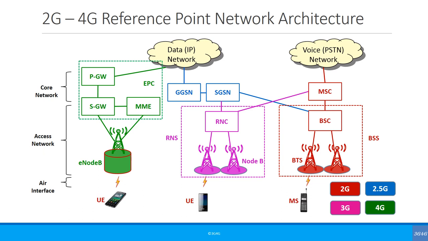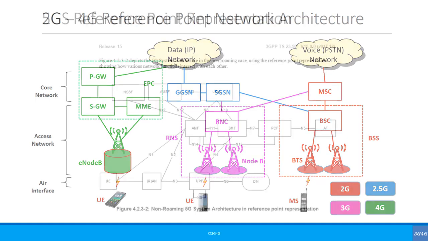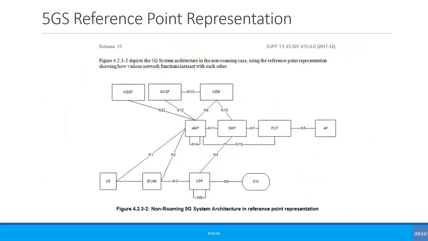Now, the network architecture that you are seeing here, you must have seen it in many of my videos and is known as the reference point network architecture. The 5G system reference point representation can be seen here. This is from the 3GPP technical specification 23.501.